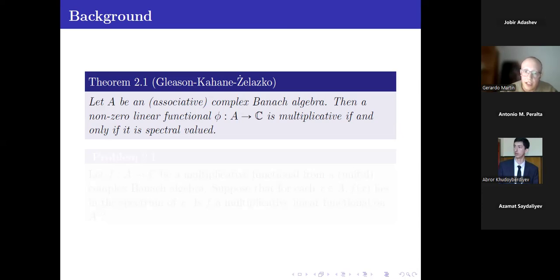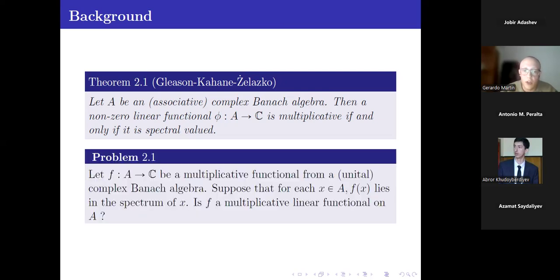The Gleason-Kahane-Żelazko theorem states that when we have an associative complex Banach algebra, then a non-zero linear functional phi is multiplicative if and only if it is spectrum-valued.